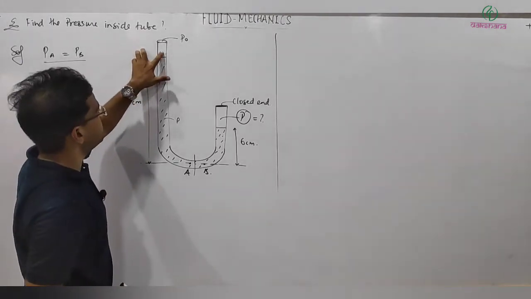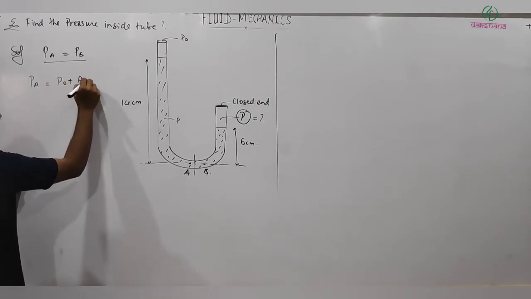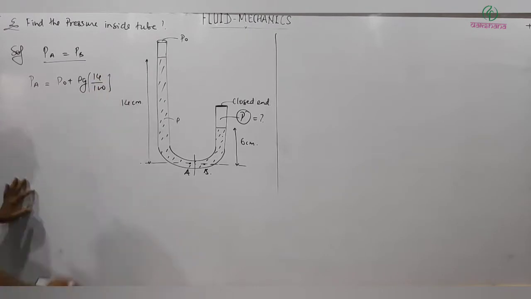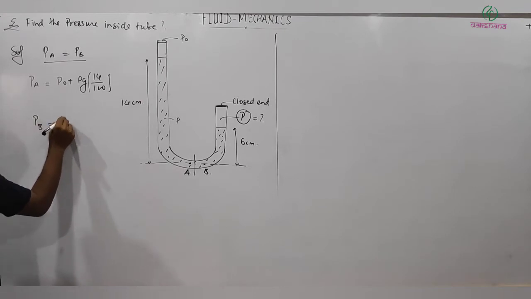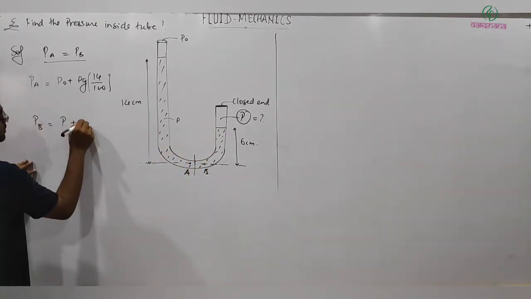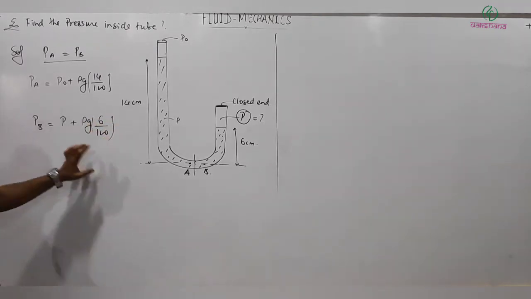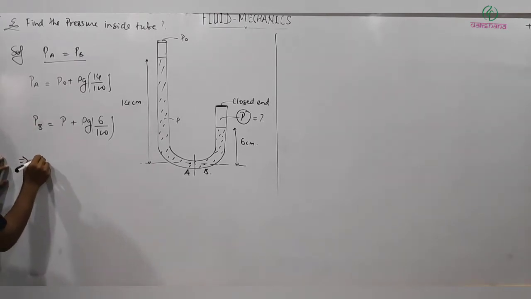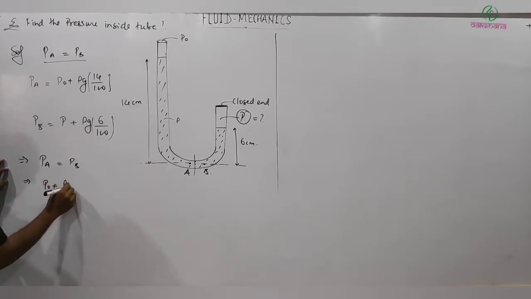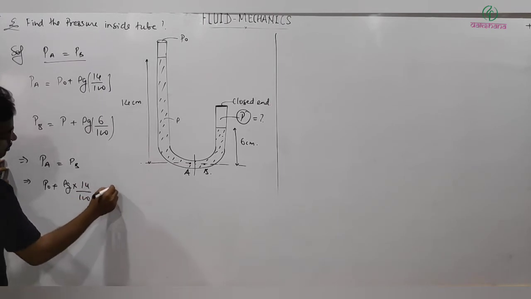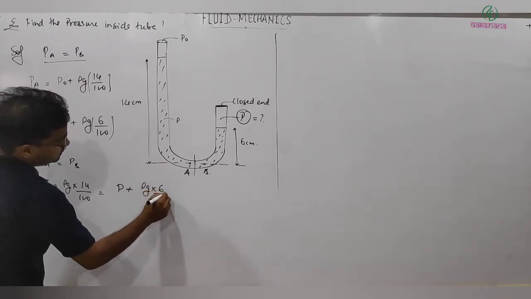PA from this arm is P0 plus rho G H, so P0 plus rho G, and H is 14 by 100 in SI unit. So this is PA. PB can be written as P, the pressure here, plus rho G H, with H being 6 by 100. Now these two pressures should be equal. This implies PA equals PB, that is, P0 plus rho G into 14 by 100 equals P plus rho G into 6 by 100.